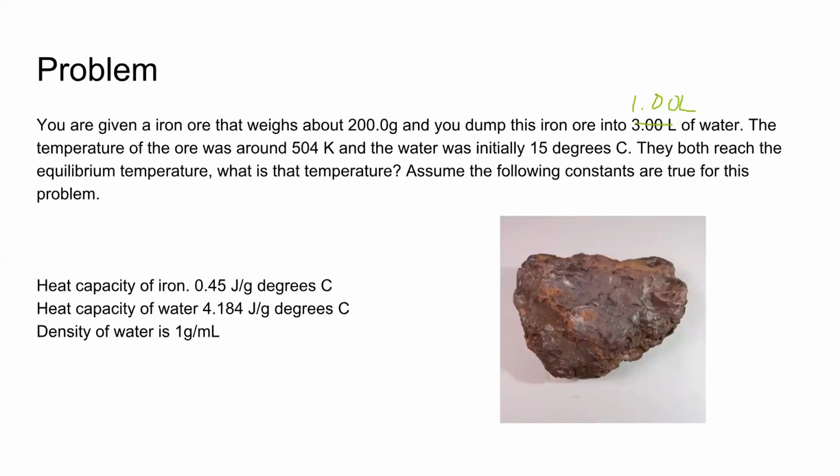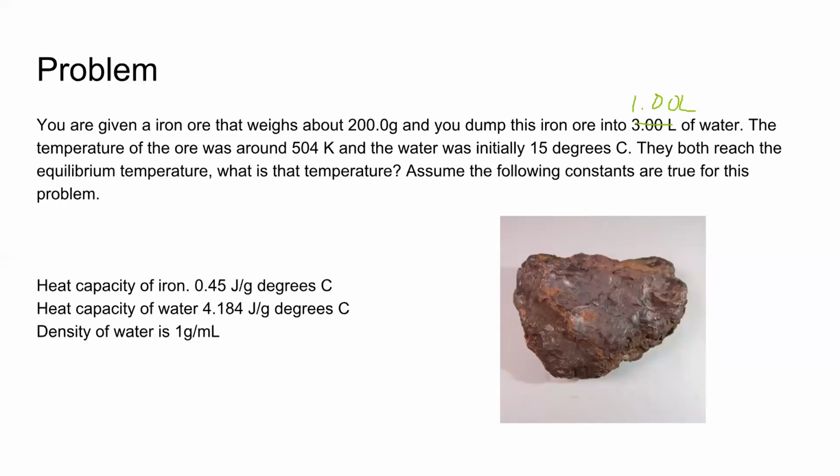The temperature of the ore was around 504 Kelvin, and the water was initially 15 degrees C. They both reached the equilibrium temperature. So what is that temperature? Assume the following constants are true for this problem: the heat capacity of iron, the heat capacity of water, and the density of water. Important question: how will we solve this? What's the key word that sticks out in this problem?